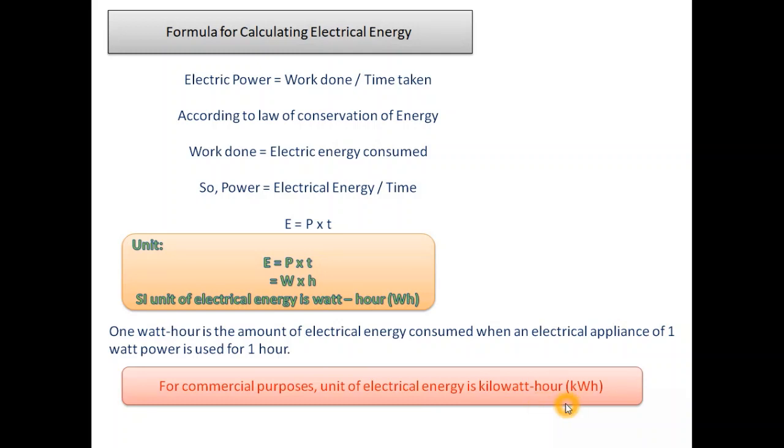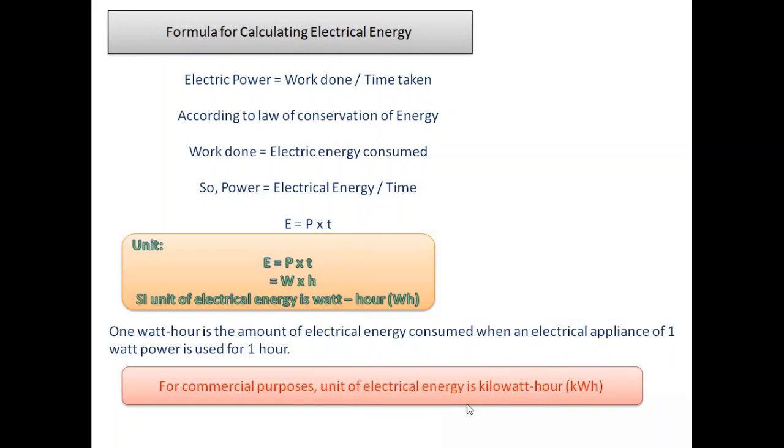1 kilowatt hour is the amount of electrical energy consumed when an electrical appliance having a power rating of 1 kilowatt, not 1 watt, is used for 1 hour. 1 kilowatt consists of 1000 watts. So for commercial purposes, we use the unit kilowatt hour.